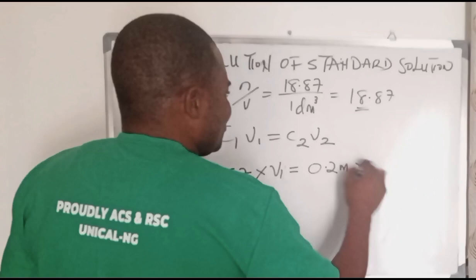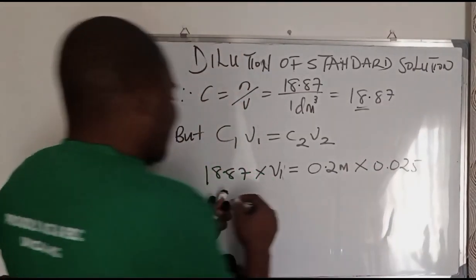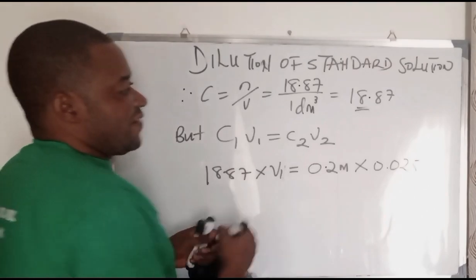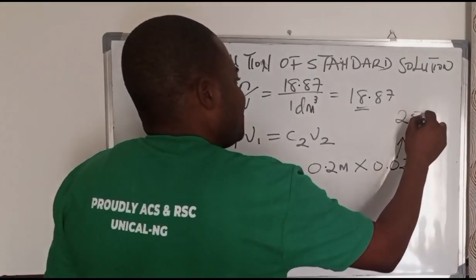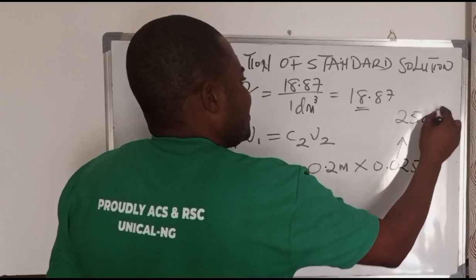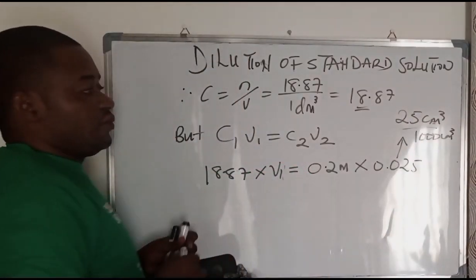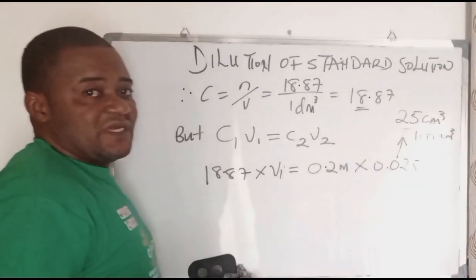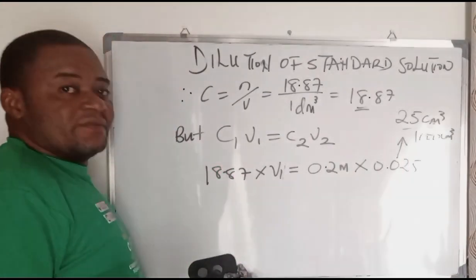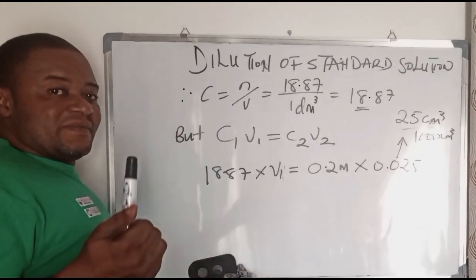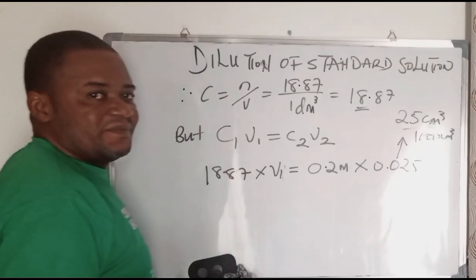And then your V2, of course, is 0.025. Remember that 0.025, like we had done earlier, is 25 mils, 25 cubic centimeter divided by 1000 cubic centimeter, which of course is supposed to be per 1 dm3. So I have to convert your volume, which is 25 mils, into what? dm3 by dividing. So this value now is in dm3.